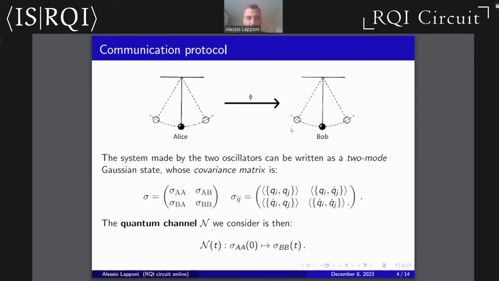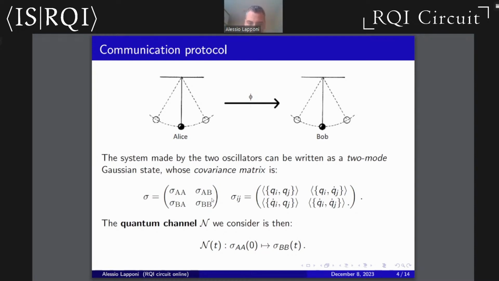Since we are dealing with two harmonic oscillators, the whole system could be considered as a two-mode Gaussian state. All the entropic quantities of Gaussian states can be defined through the covariance matrix of the state. In case of a two-mode Gaussian state, we have the following expression, where sigma A represents the state of Alice's detector, sigma B the one of Bob's detector, while the off-diagonal block matrices represent the correlations between Alice's and Bob's detectors.